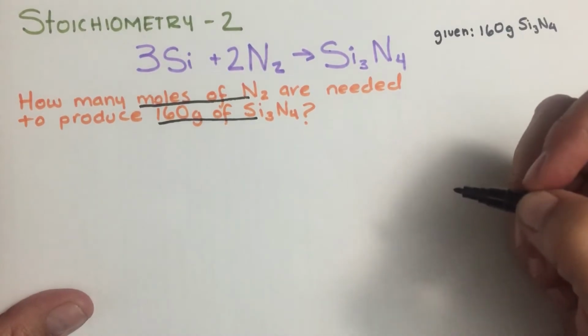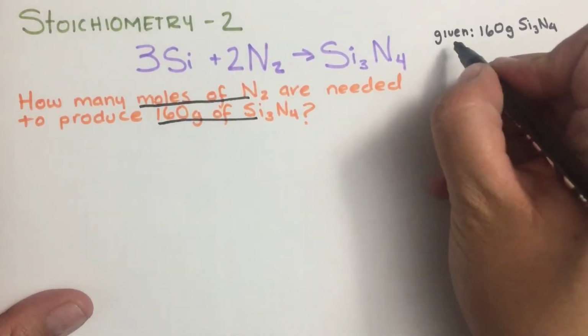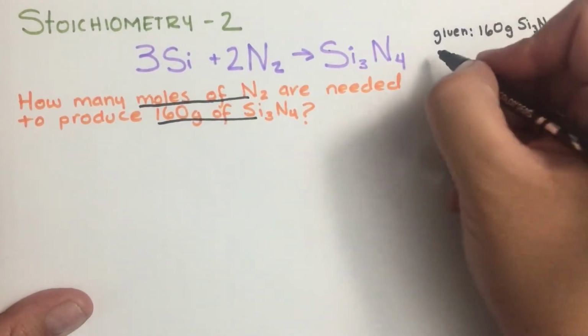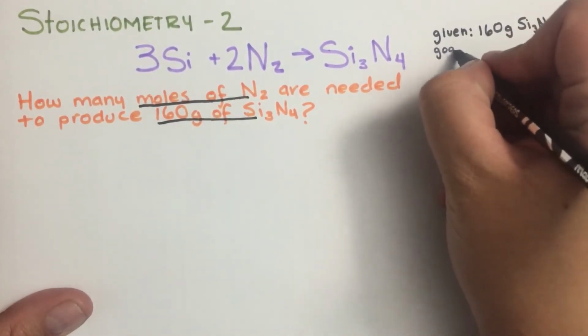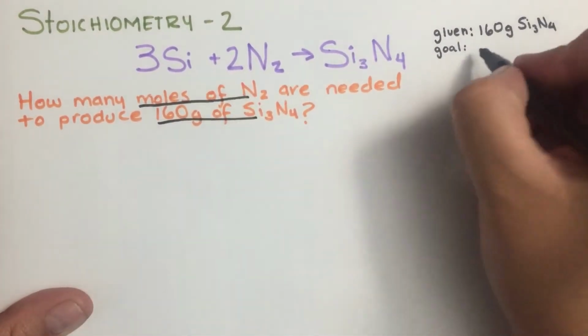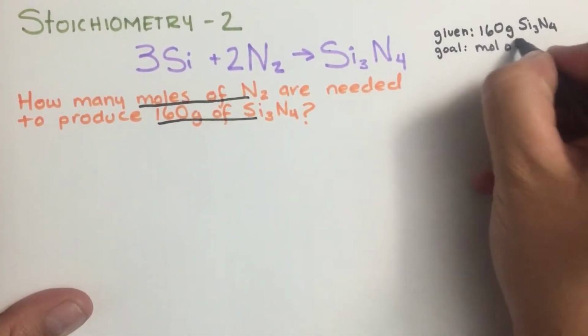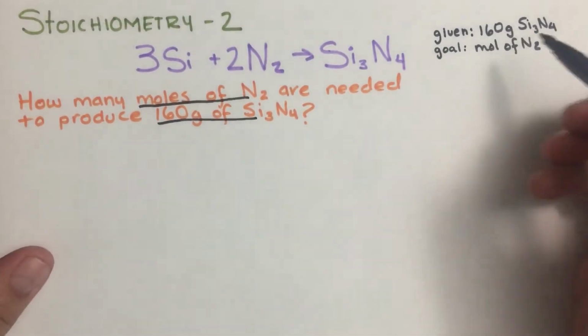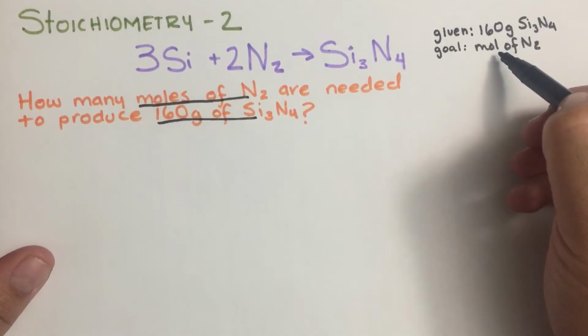Okay, information that you want to know. So 160, that's the number that you have. Where's your goal? Well, where do you want to get to? In this case, you want to get to moles of nitrogen. There we go. Excellent. Okay, so you get started at grams and then you go to moles.